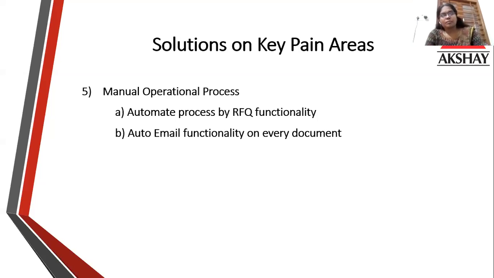So I have covered all the key pain areas, and I would like to summarize. First, we took inventory management. Second, production process planning. Third is the QC module. Fourth is the export module, and fifth is manual operational process. How can we increase our efficiency by utilizing automation?